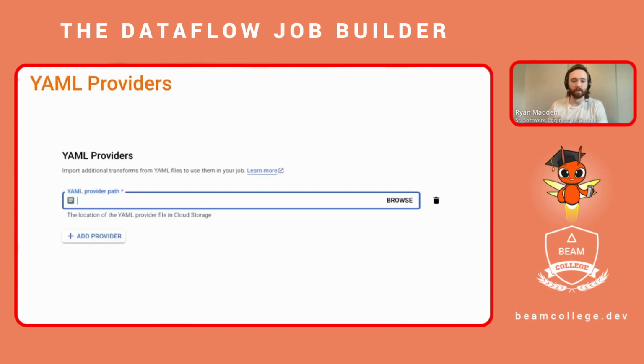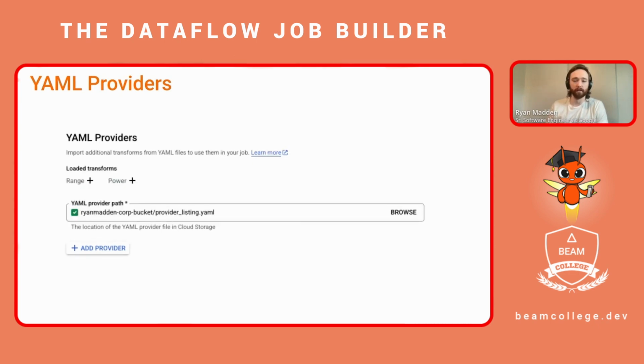YAML providers are a feature of Beam YAML that allows you to encapsulate and reuse transforms. In the job builder, the YAML provider section of the form allows you to select YAML provider files in cloud storage. Once a provider is selected, the transforms it defines are parsed and loaded into the job builder and can be inserted into the form with a single click.